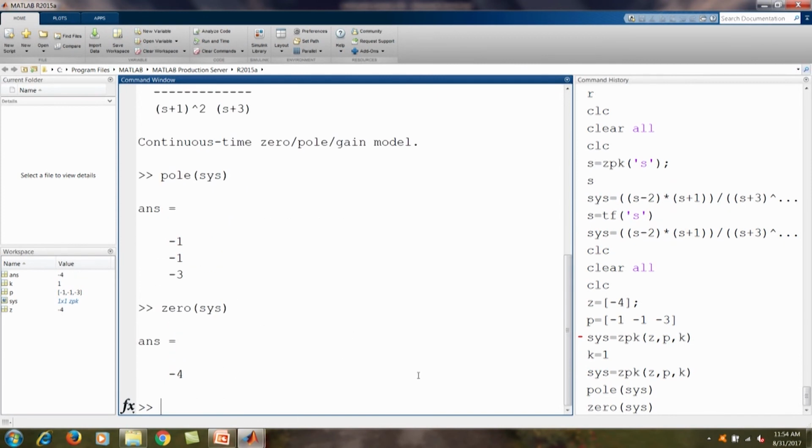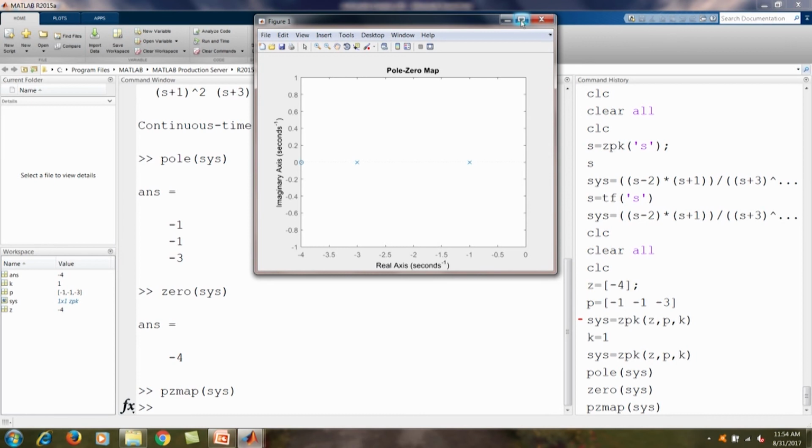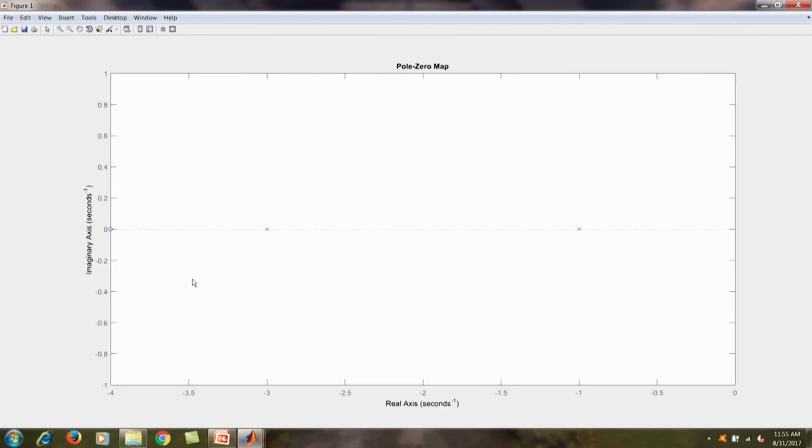So now we want to plot this pole-zero map of the system. We want to plot these poles and zeros. We can see here we have obtained these poles. This is the imaginary axis, this is the real axis. There are 2 poles at -1, so they are overlapped here, and here is 1 pole at -3, and there is a 0 at -4.